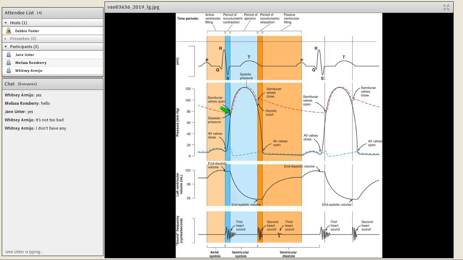So diastolic pressure is the pressure at the aorta that corresponds to the pressure of the ventricle at the end of rest, or the lowest point we see. Systolic is the highest point, or the height of contraction. And the difference between those is pulse pressure. All right.